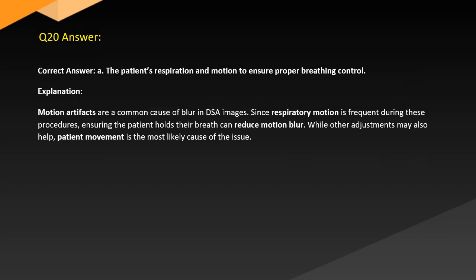Answer. Correct answer: A. The patient's respiration and motion to ensure proper breathing control. Explanation. Motion artifacts are a common cause of blur in DSA images. Since respiratory motion is frequent during these procedures, ensuring the patient holds their breath can reduce motion blur. While other adjustments may also help, patient movement is the most likely cause of the issue.